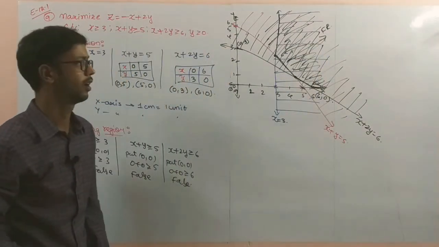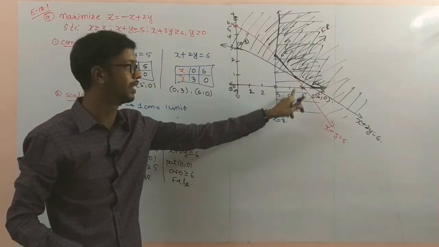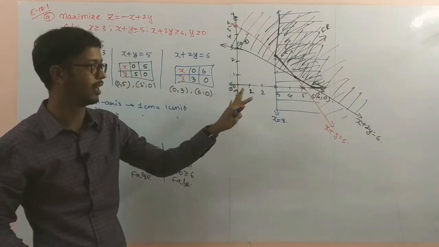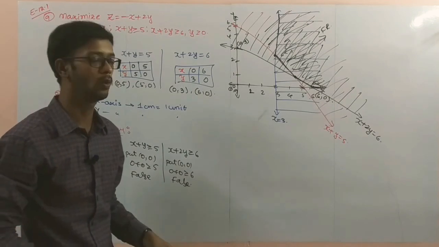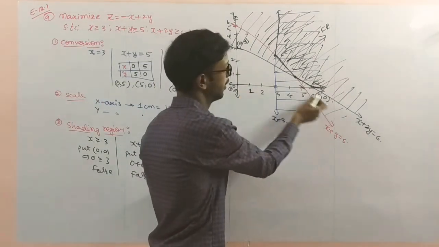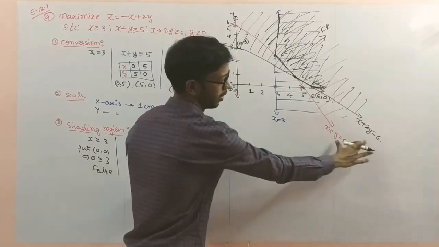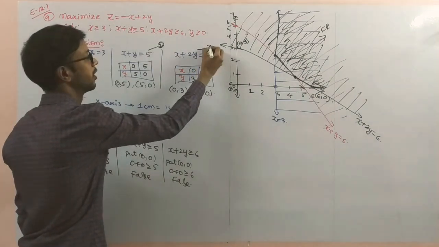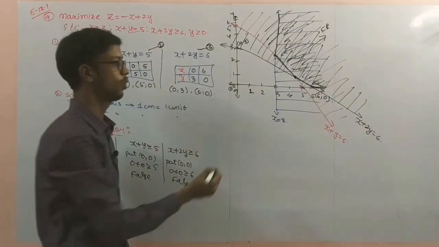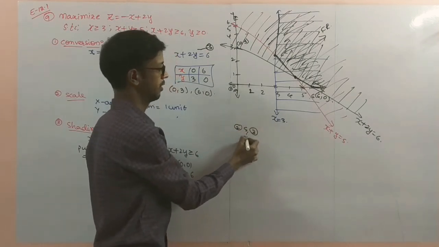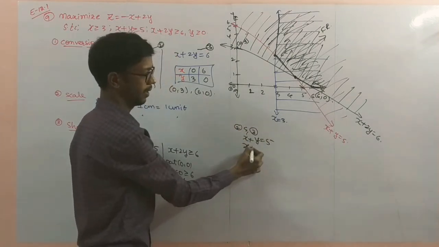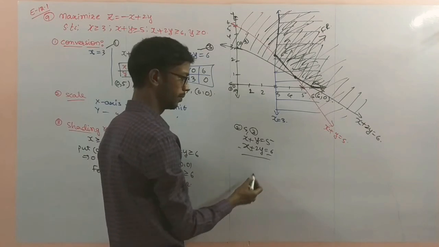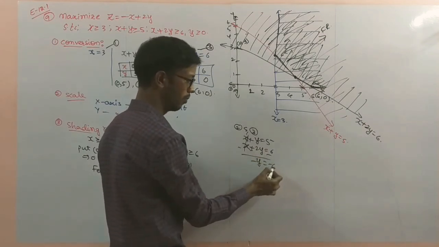Now we have to find the points. By the graph you can find this point and this point. But I don't have the proper graph here, so I'll solve the two equations. Which equations do you have to solve? This equation and this red line equation. If you solve these two, you will get this point. Taking them as equation 2, equation 3 and equation 1, solving 2 and 3: x plus y equal to 5 and x plus 2y equal to 6. Subtraction you have to make here. Cancel. Minus y equal to minus 1.